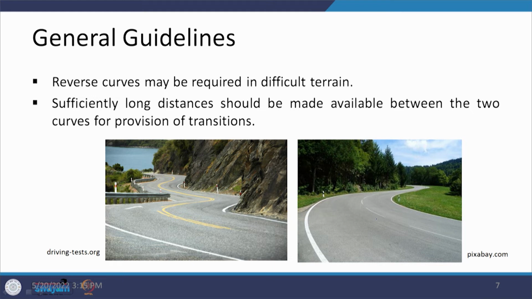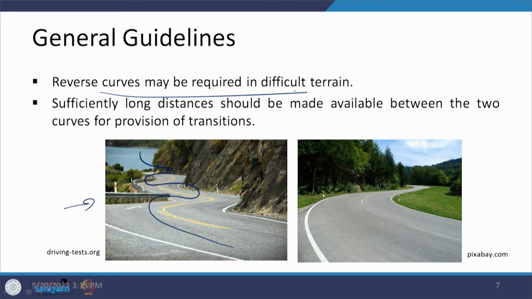Then reverse curves may be required in difficult terrain. As you can see, this is difficult terrain and there is a continuous movement like this, this and this. So, these are the reverse curves which are there, but obviously in this type of condition the speeds are going to be controlled a lot, because again you are having left, right, and left and right movements. So, as far as possible we should try to avoid them, but there are also conditions that we cannot avoid, and therefore we have to provide them.